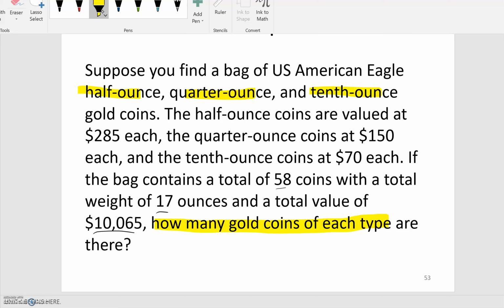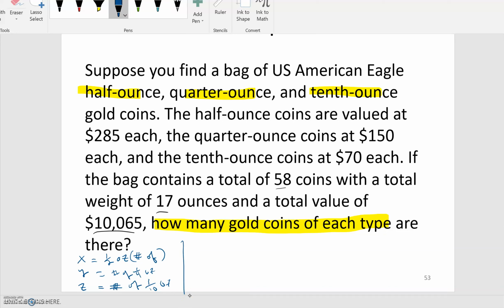So this is our first three variable situation. Let's write down our variables. Let X be the number of half ounce coins. And then Y will be the number of quarter ounce coins. And Z is the number of 1/10 ounce coins. Okay. And then we want to look for our equations.